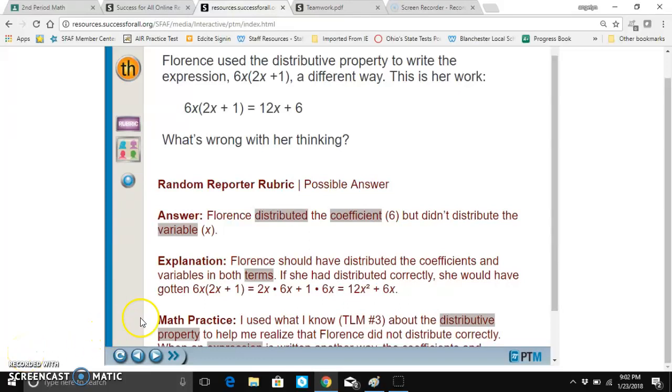Hey everyone. Today we are going to look at equivalent expressions with distributive property.